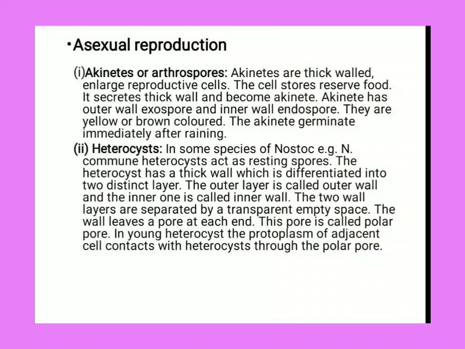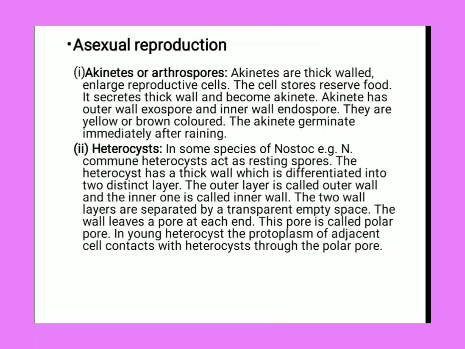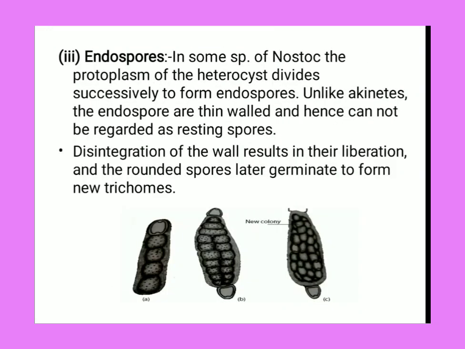akinetes, heterocysts, and third, endospores. The akinete is a thick-walled cell, also known as a resting spore and also known as an aplanospore. Heterocyst means a different type of cell. They divide and make filaments, and the filaments convert into the new plant body. And in the endospore, some cells divide into a colony, and the colony breaks and germinates the cells into new trichomes. This is known as an endospore.